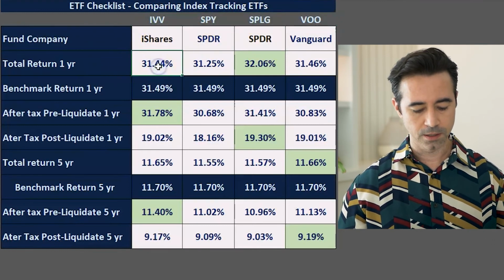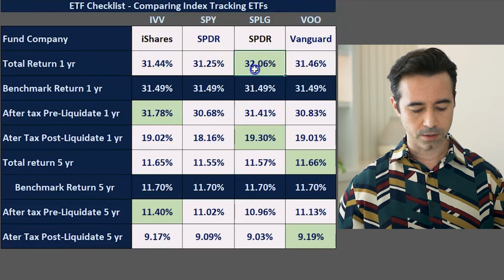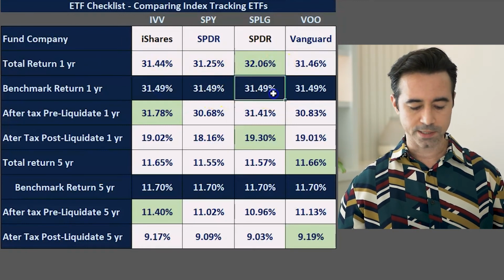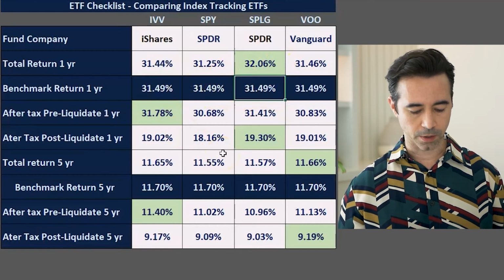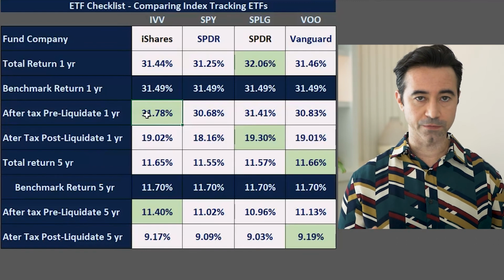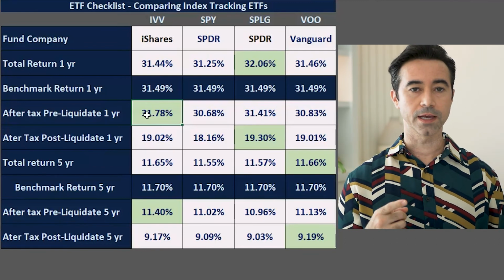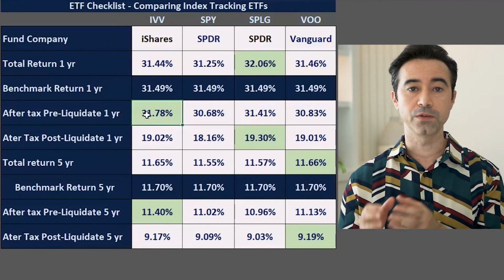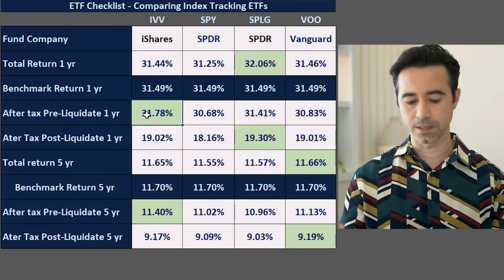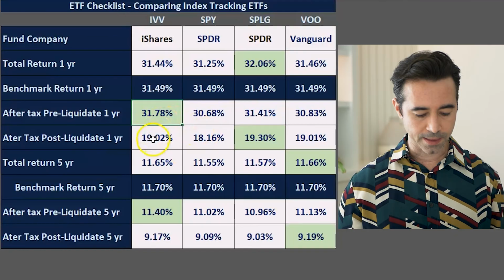So the first thing is, what's the total return? Well, which one has the highest? SPLG did. What are the benchmarks? Is it close to the benchmark? That's important. What's the after-tax pre-liquidation value over 1 year? So, how does the return look if you don't liquidate this fund, but it's in a taxable account, so taxes end up being a factor? So you want to see that.